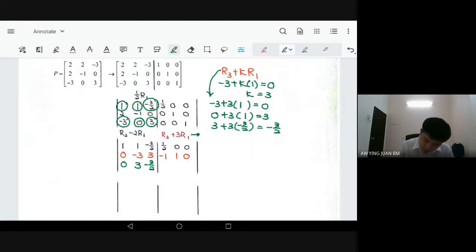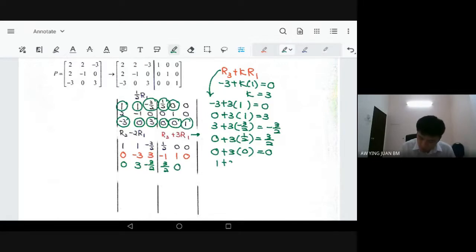Next, focus on these parts. 0 plus 3 multiplied with the row 1, which is 1 over 2. So the answer becomes 3 over 2. So here we have 3 over 2. Continue. 0 plus 3 multiplied with the 0 because of R1. So we will obtain 0. Next, we have 1 plus 3 multiplied with the row 1. We will have 0. So the answer is equal to 1. So that is basically how we obtain the situation for row 3. So you may try, and at the same time, you check the answer with mine.